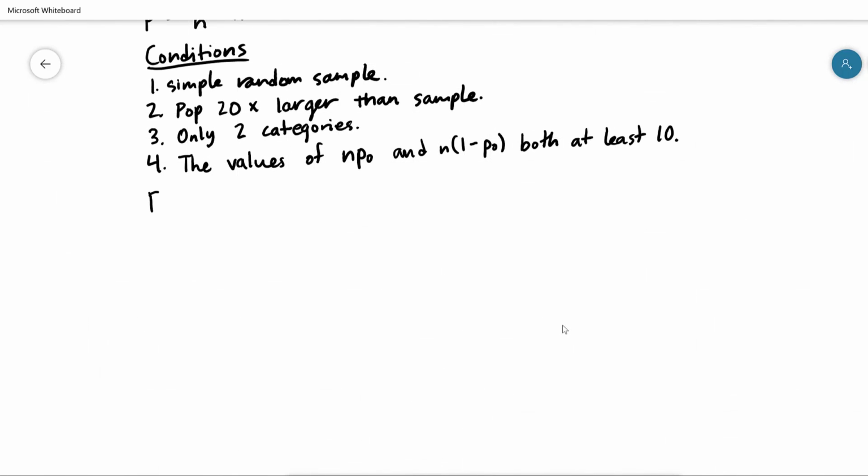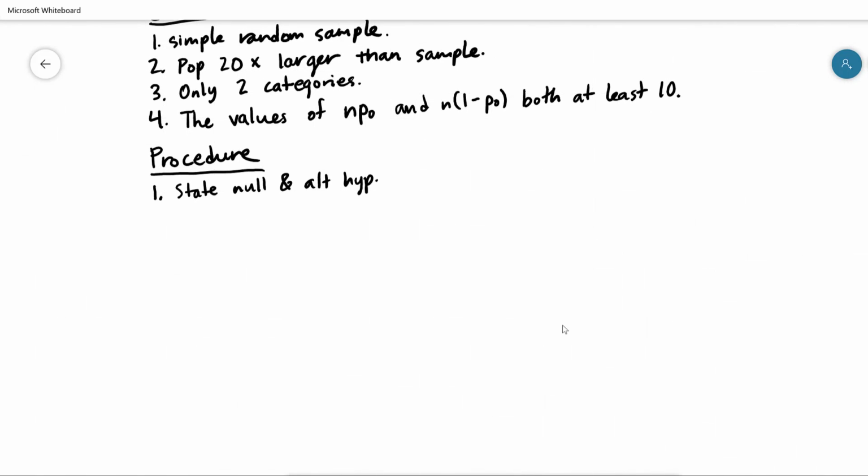Our procedure. I'm going to start streamlining this because it's the same 6 steps. So I'll tweak this a little bit as we go, but otherwise it's the same 6 steps. First step is always state the null and alternate hypothesis. And they take a slightly different form because we're not dealing with mu anymore. There's no population mean. Now we're talking about a population proportion. So these are going to involve the letter p instead of the letter mu. So we'll have H sub 0 and H sub 1. And instead of asking a question about mu, we're asking a question about p.